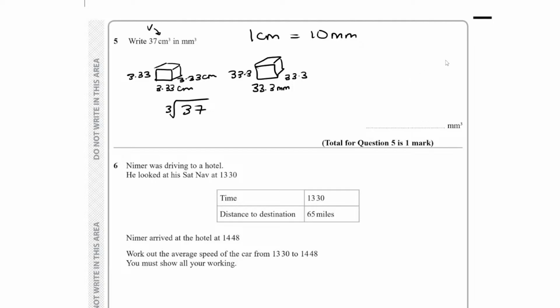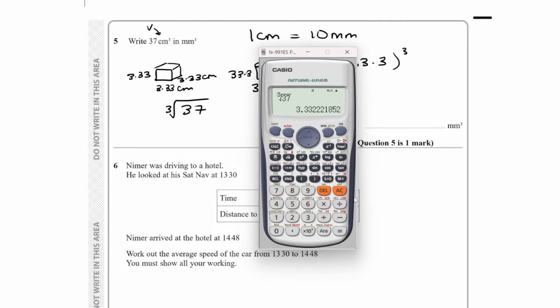And then you go, well, how do I make it three-dimensional again? You take this answer and cube it, don't you? So this answer here, that's our centimeters. Multiply it by 10, that's how many millimeters are each side of my cube. Now, if I want the volume, I cube that and it gives me 37,000.